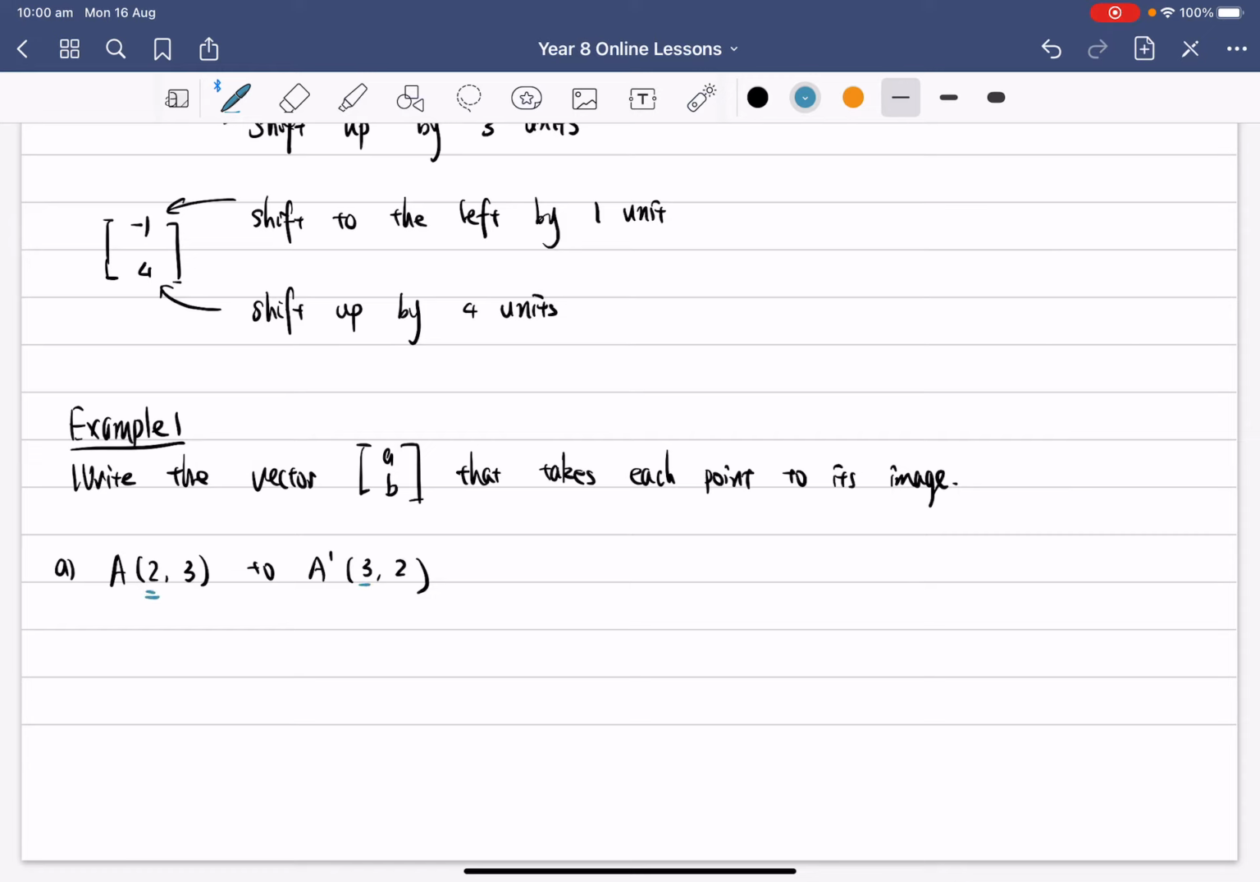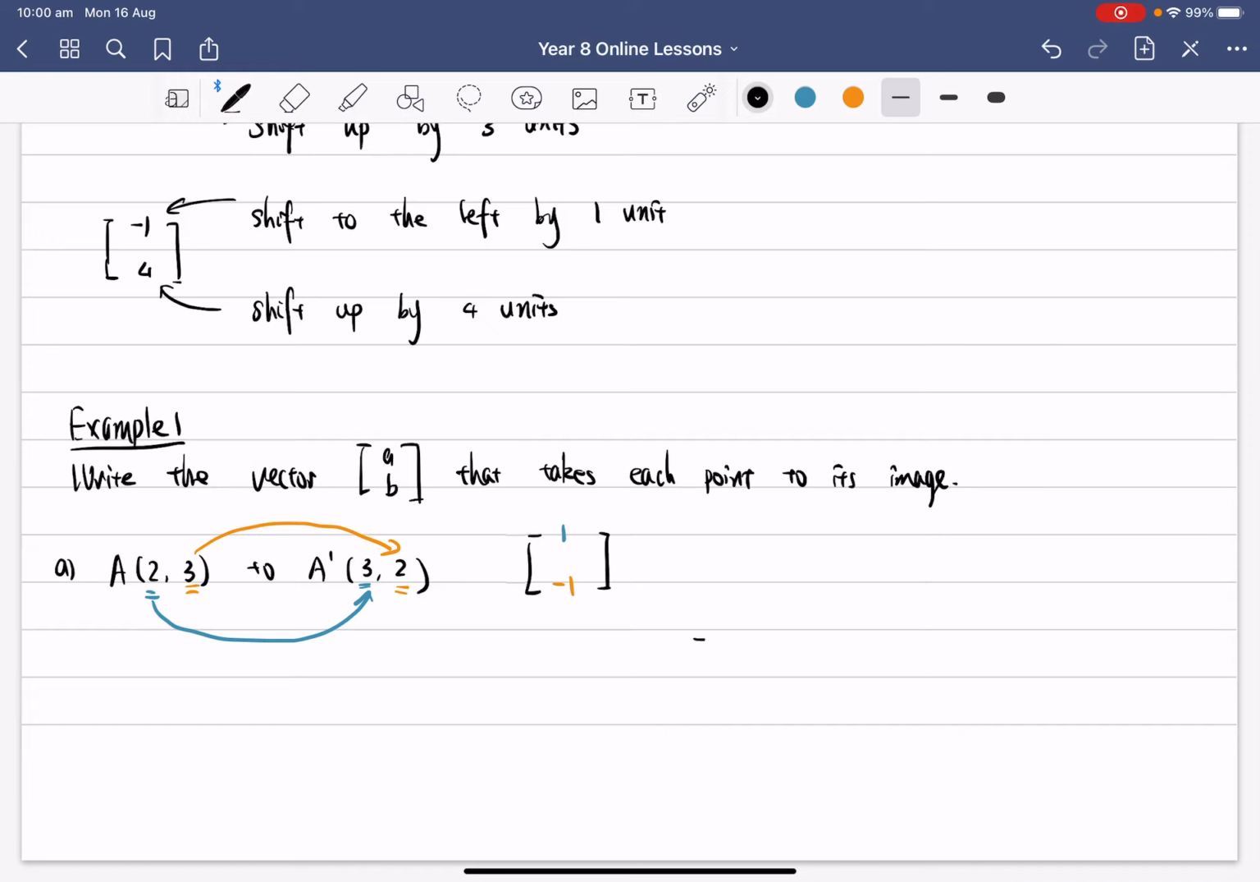Basically, what you're looking at is the difference between the x coordinates and the difference between the y coordinates. Between the x coordinates, from 2 to 3, obviously you add 1. So in vector form, it's positive 1. The point is shifting to the right by 1 unit. Then you look at the y coordinates. It's from 3 to 2, so you minus 1, so it's shifting down by 1 unit. So this is -1, and that's how you do the question, and that's what a vector is. 1 and -1. It's about the change in position.